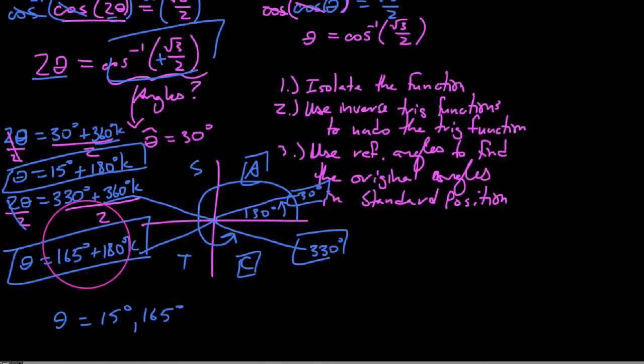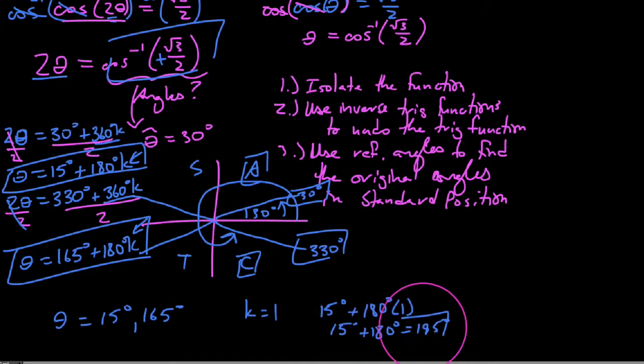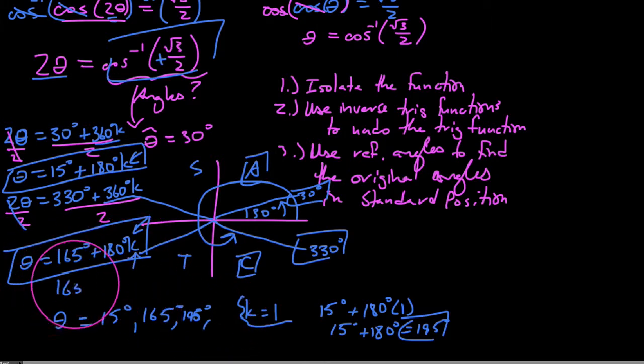The way this works is we plug in values for k, starting at 1. Let's plug in k equals 1 into both of these equations. We get 15 degrees plus 180 degrees times k, which is 1, so really 15 degrees plus 180 degrees, which is 195 degrees. So we also get 195 degrees as a solution because it's between 0 and 360 and satisfies this. And what if I plugged in 1 for this k right here? I'd get 165 degrees plus 180 degrees times 1.